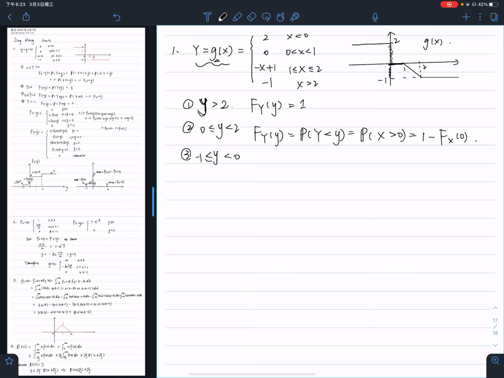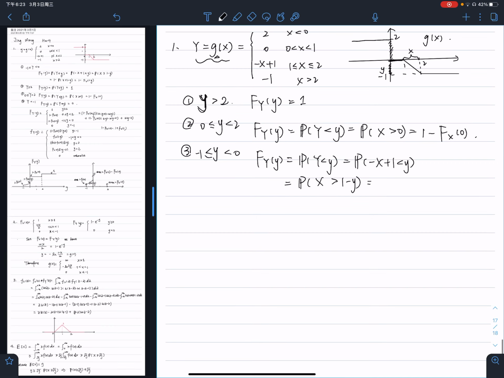It should be this part in the interval, and it is mapped on this part of x. Because it is linear, it should be formulated as the probability that negative X plus 1 is smaller than y, which is the probability that capital X is larger than 1 minus y. If we represent it with the CDF of variable X, it should be 1 minus F_X(1 minus y).